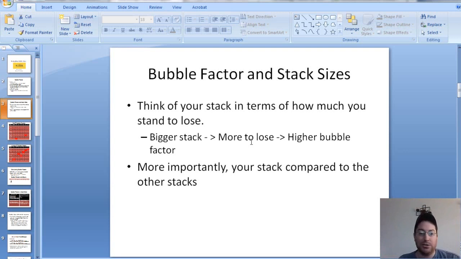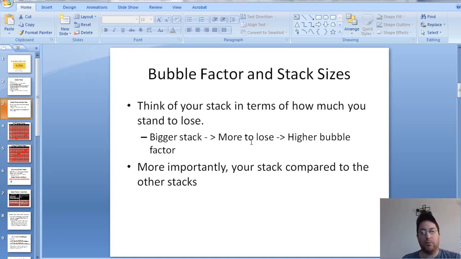How much it sucks to lose versus the gain of winning. The more chips you have, the more it sucks to lose. Because if you're on the bubble with 20 big blinds, that's much different than losing with 5 big blinds. You have much more to lose with the bigger stack than you do with a 5 big blind stack.